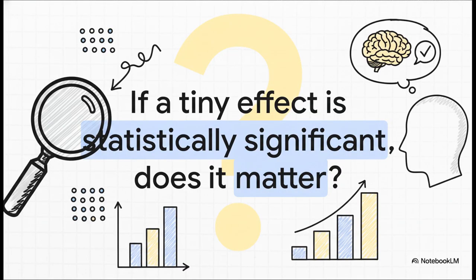And I'll leave you with this final thought to chew on. If you have a huge sample size, like thousands of people, you can find a statistically significant result for almost any effect, no matter how tiny and unimportant it is. So the real question is, if an effect is technically real, but it's too small to have any practical importance, does it actually matter? Answering that is what separates just passing the class from truly understanding research.